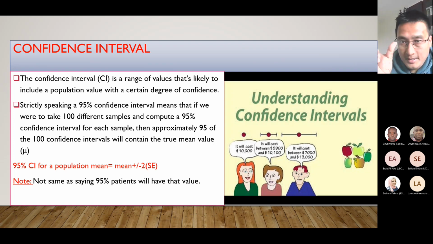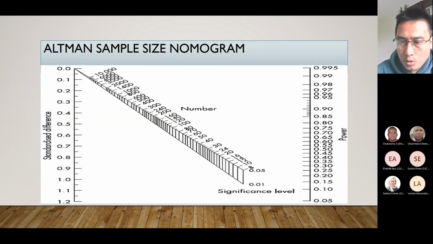So what do you think? Is a narrow confidence interval better, or if the confidence interval is larger, is the study better? I think larger is better. Yeah, because the larger it is, it includes more samples. Exactly. So is this clear to everyone? Yeah. Okay.